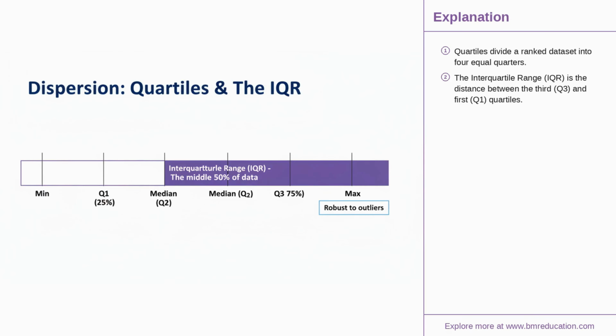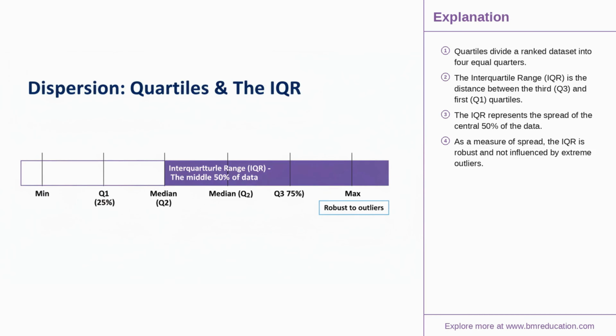Building on that idea of spread, we can use quartiles and the interquartile range, or IQR. Quartiles divide your sorted data into 4 equal parts.